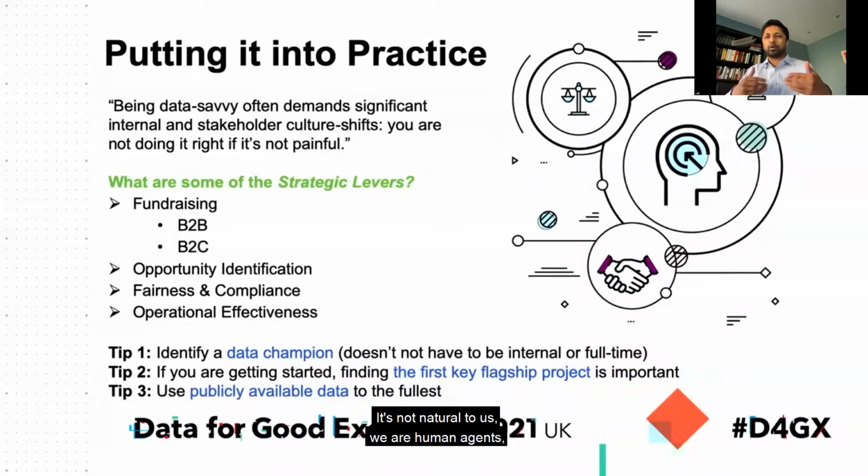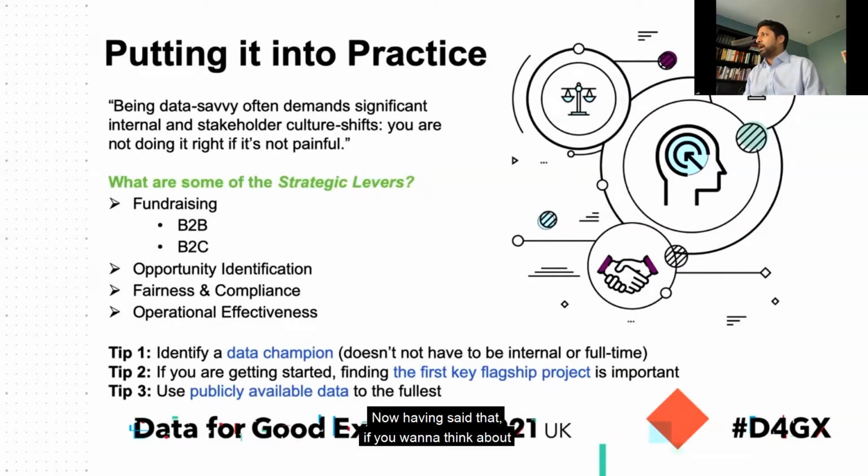We are human agents. We all have our biases, and not just at individual levels, but also at collective levels. And you're not doing it right unless it's painful. So if you want to start on the journey around data analytics and incorporating data into how you make decisions, if you're finding that there's almost no friction, it's possible that you're not dealing with important problems. So I almost use pain as an indicator that you're doing something right. And I think it's important to keep this in mind.